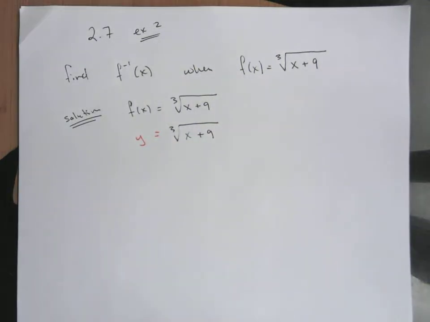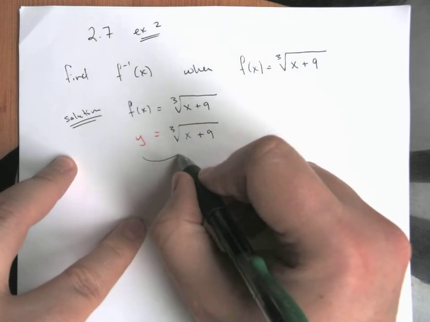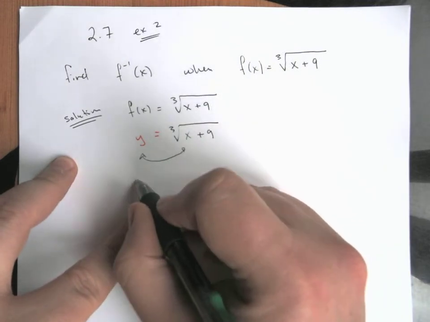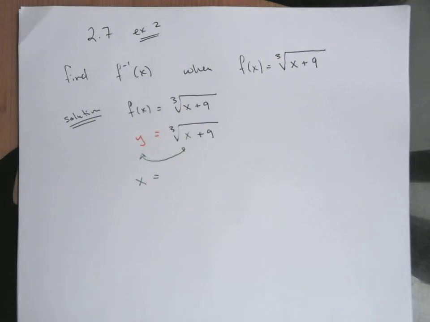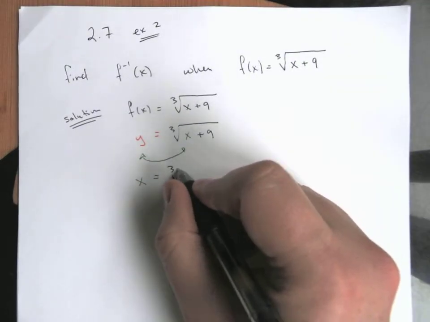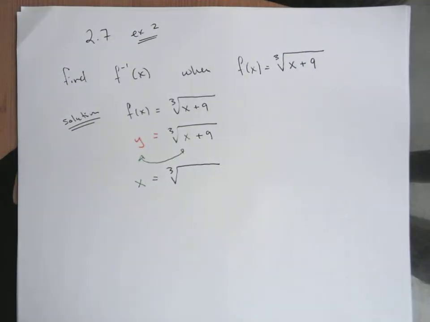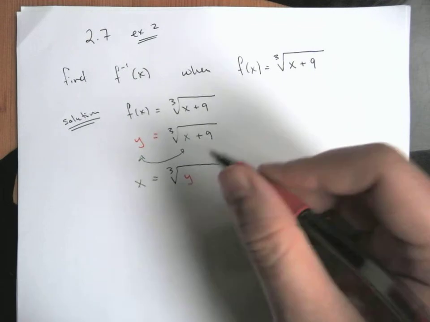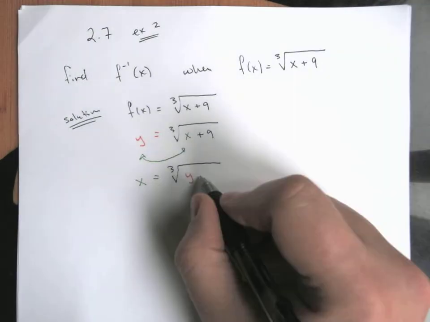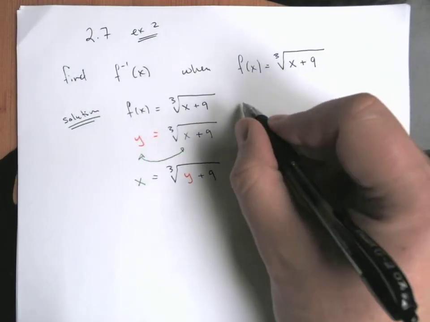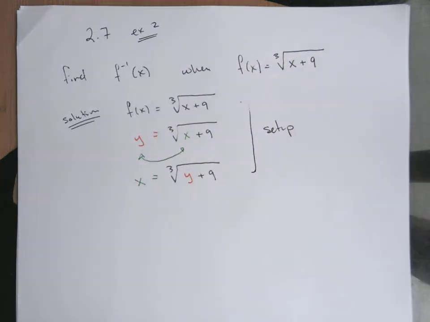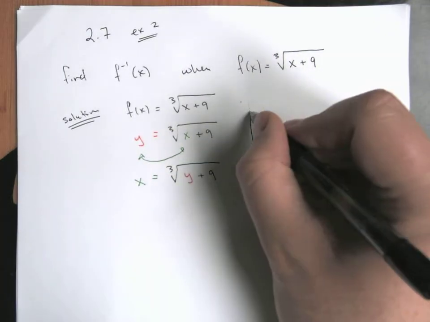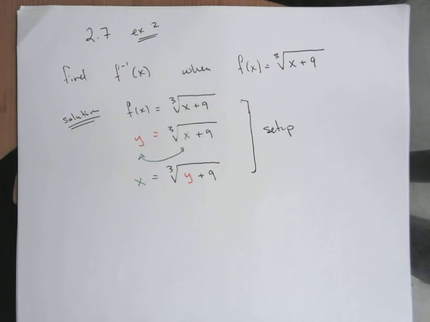And so then what we're going to do is let's flip the roles, right? X and y. So let's bring the x out here. And so this is going to be equal to cube root of y plus 9. So this is all just setup, right? So this isn't us necessarily solving it. This is just setup steps. The actual math starts now, I guess.